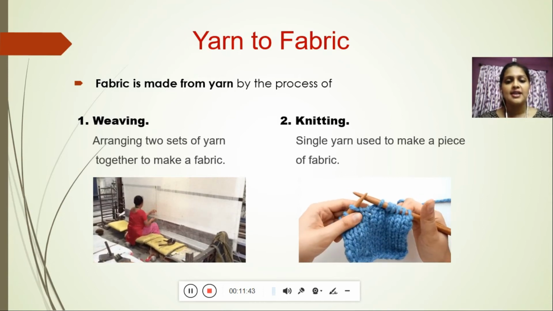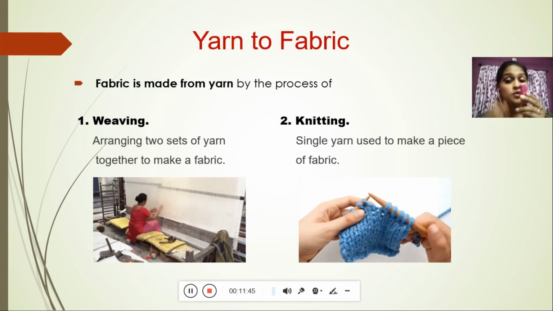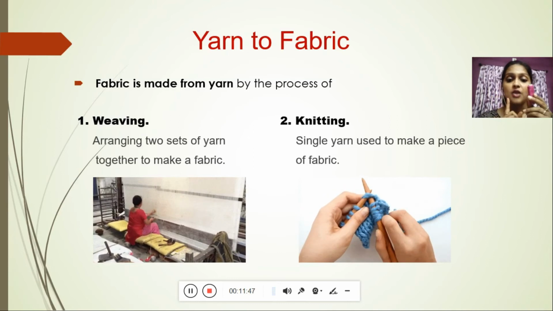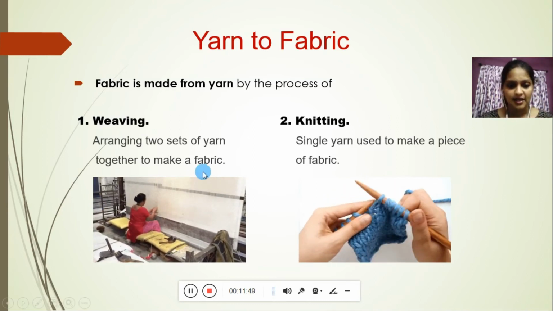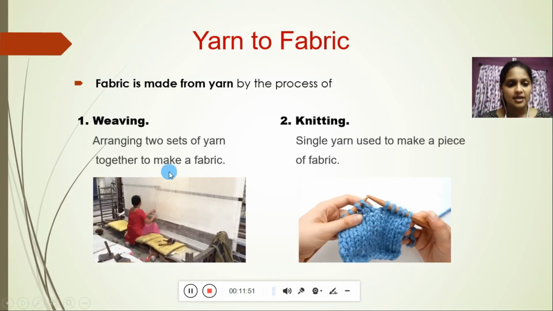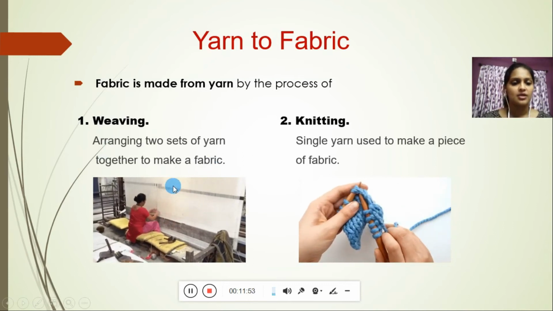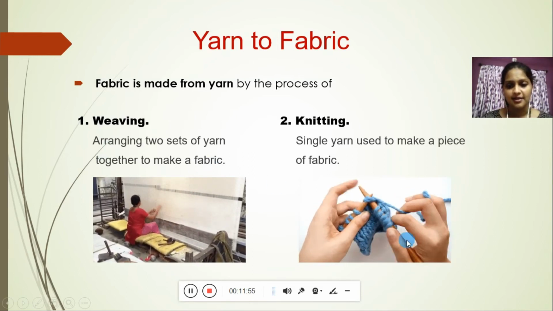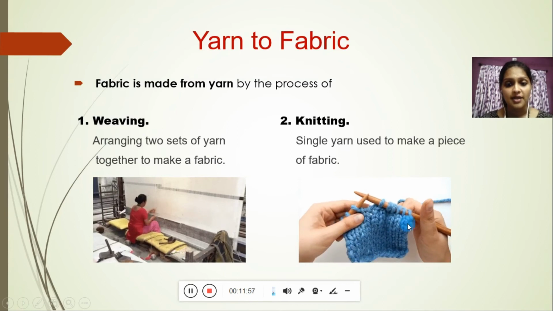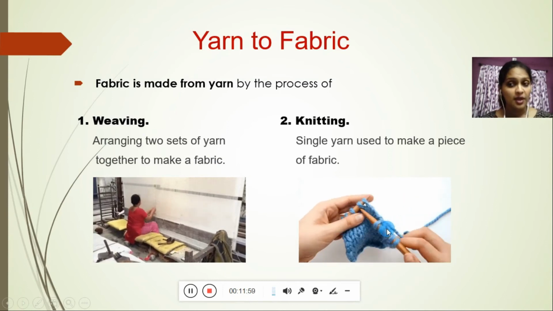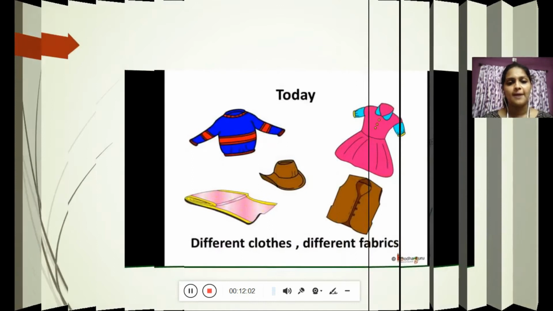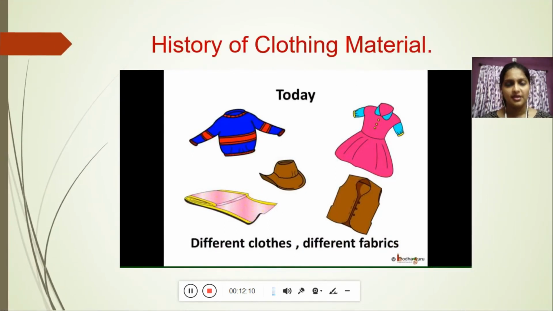Whereas a single yarn used to make a piece of fabric is called knitting. Here you can see she is arranging two sets of yarns together to make a fabric, whereas here only one color yarn, a single yarn, is used to make a piece of fabric. Let's watch History of Clothing Material.